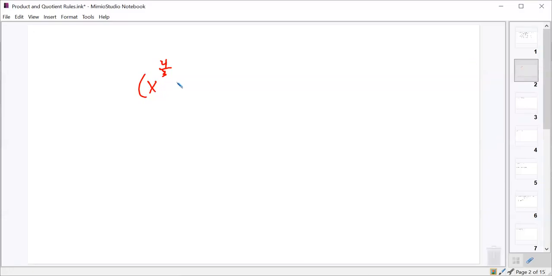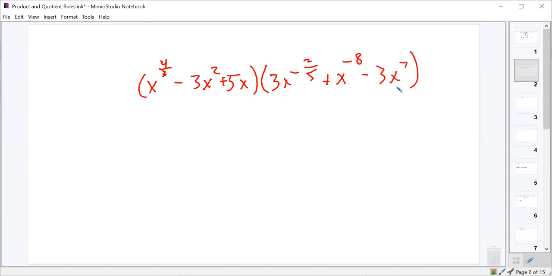So suppose we have something like x to the 4/3 minus 3x squared plus 5x times 3x to the negative 2/5 plus x to the negative 8 minus 3x to the 7. Don't bother writing this down because we're not going to solve this problem. But suppose we had something like that.